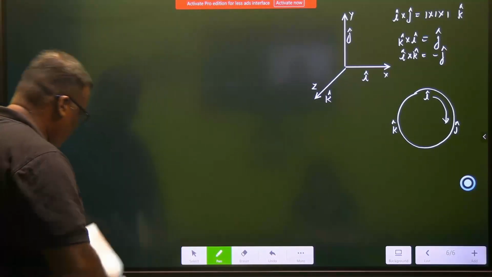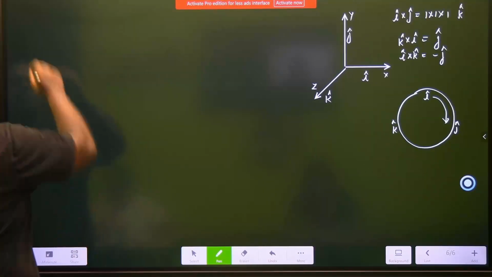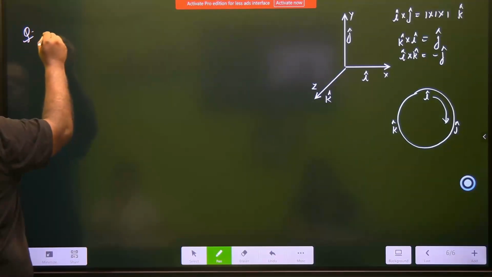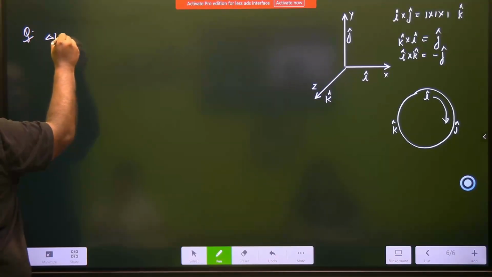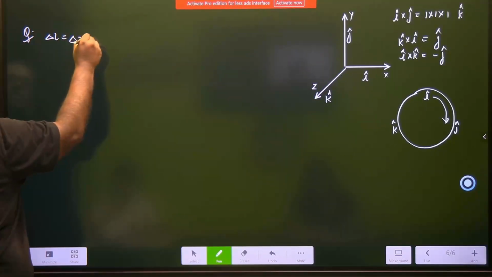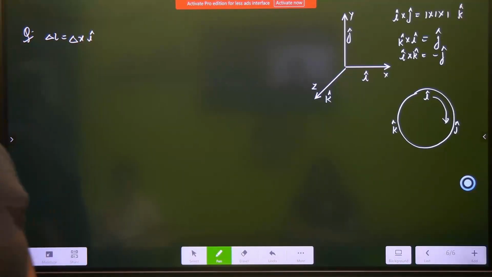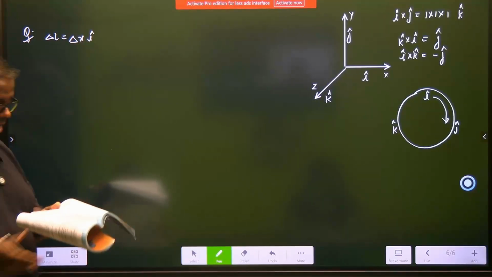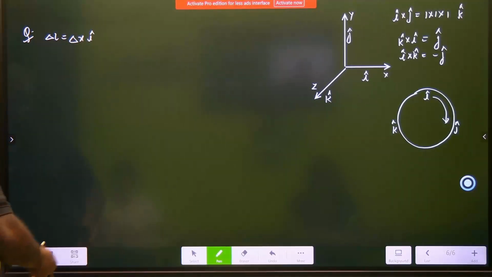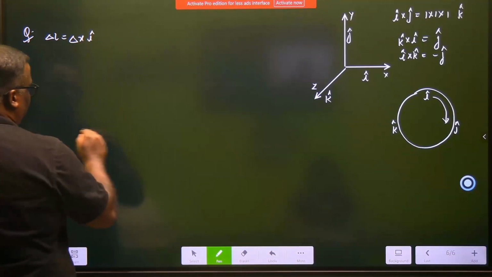And this is based on Biot-Savart's law. Very easy problem. It says that you have a current element delta L, and this is equal to delta x i cap. Did you understand what it means? Means your current element is along which direction? X axis. Delta x i cap, and the figure is also drawn. So let's draw the figure.